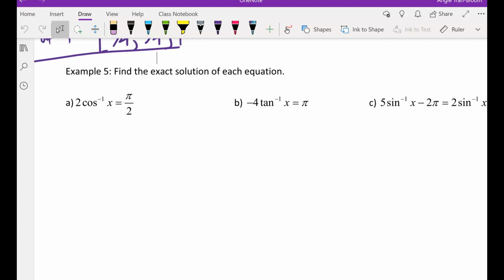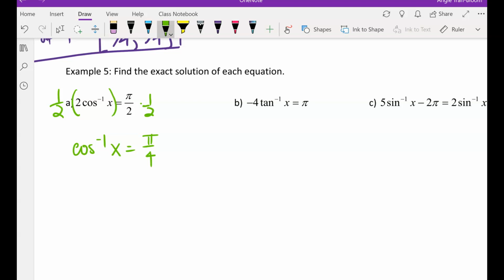We're solving for x, okay? What's the first step you think we need to do on example A? Divide both sides by 2, AKA, can I multiply by a half? Perfect. You can divide by 2 or multiply by a half, whatever you prefer. So now we have cosine inverse of x is what? Pi over 4.